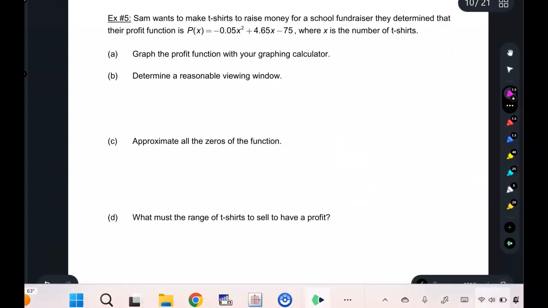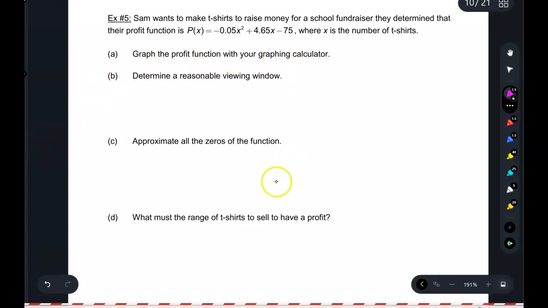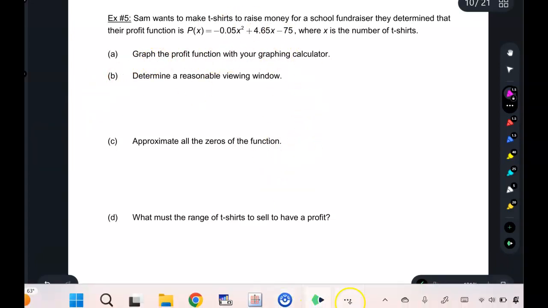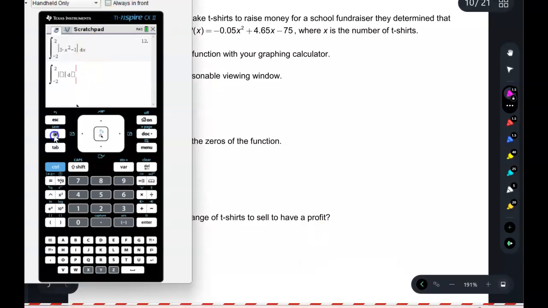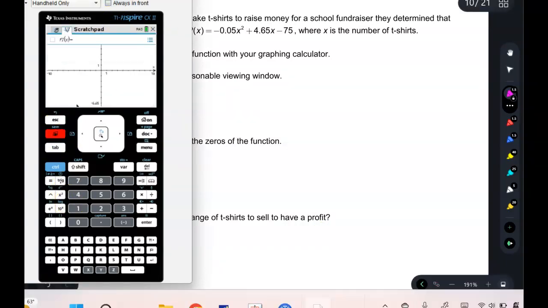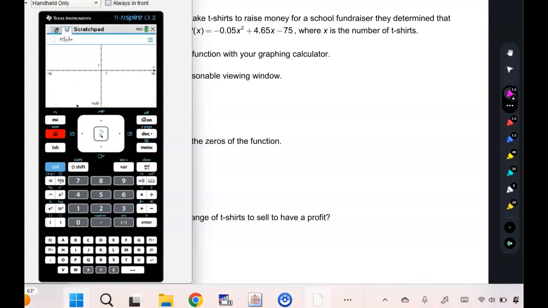Okay, so Sam wants to make t-shirts to raise money for a school fundraiser, and they determine their profit function is there. Okay, let's graph the profit function. It's just a function, right? Okay, so after this, I'm going to go to the scratch pad.